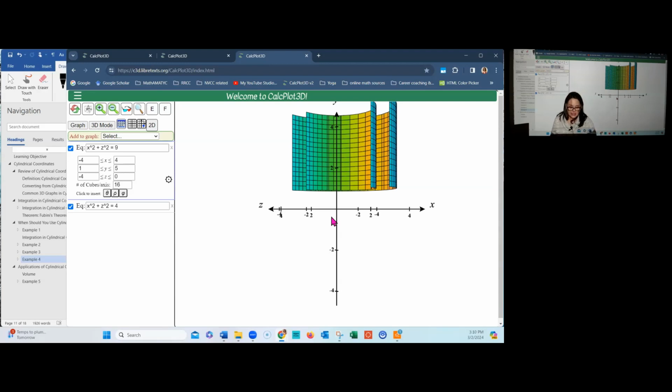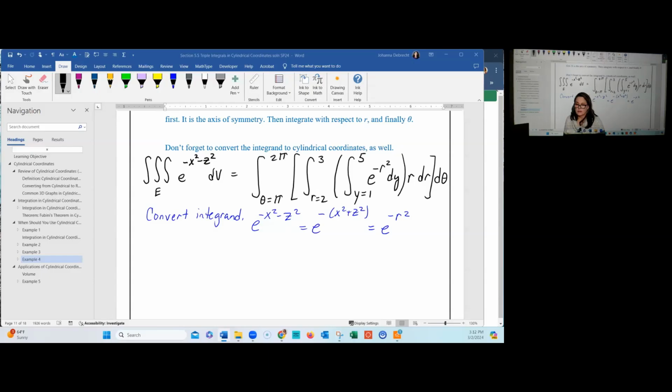Let's go ahead now and set up the iterated integral so that we can calculate. Notice that in order to convert the triple integral over region E, we have to convert the integrand. We know that it's symmetric about y, which means that our projection will be in the xz plane. That means we're going to use polar coordinates converted to the xz plane. Factoring out the negative gives us e to the negative r squared, since r squared replaces x squared plus z squared.